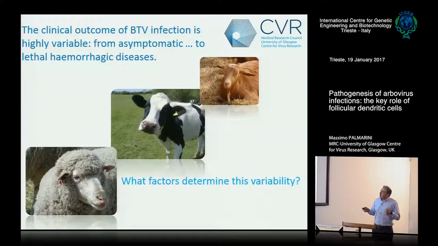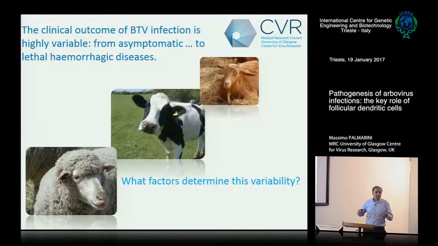So the key question that I wanted to address a few years ago when I started to work in this field was the fact that all ruminants are susceptible to infection, but only sheep really get sick. And even within sheep, some animals get hemorrhagic fever and actually die as a result of infection, whereas others have only a mild fever, or even just very minimal clinical signs.